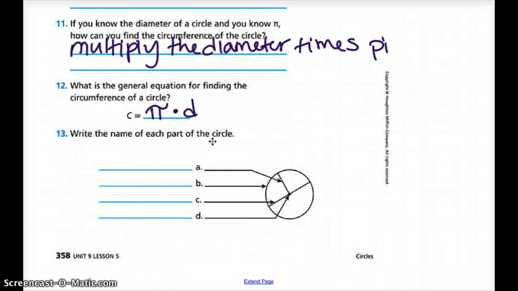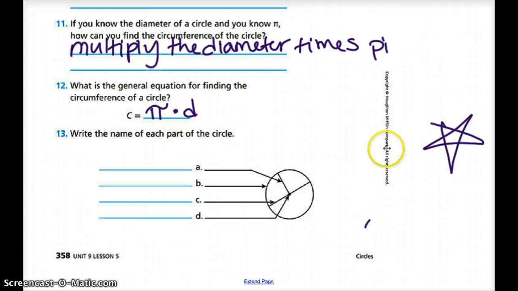All right, number 13. You are going to do this on your own. You're going to label each of the parts of the circle, and then you're going to raise your hand to get a star. So if you need the vocabulary, go back to look at your vocabulary book or rewind the video.